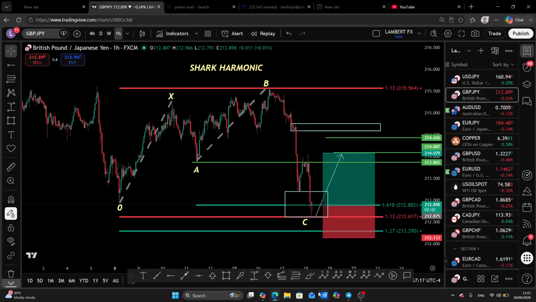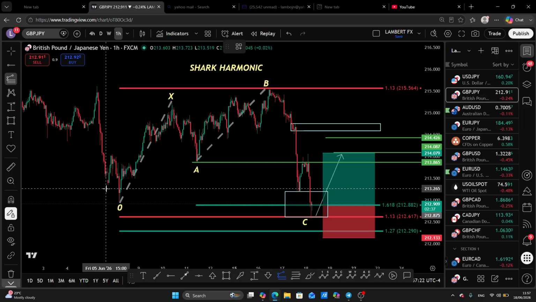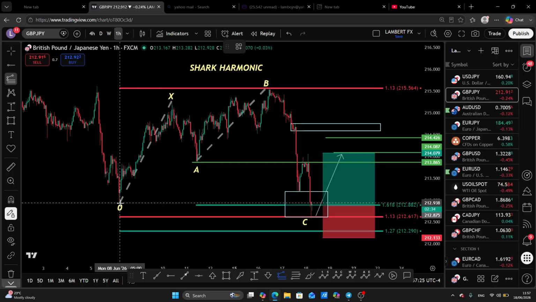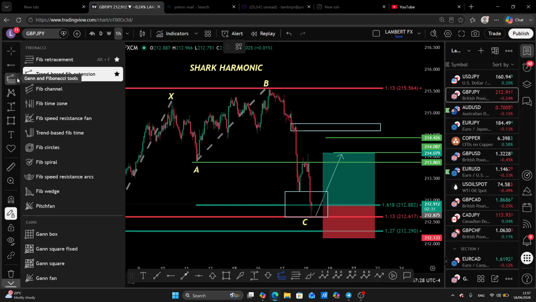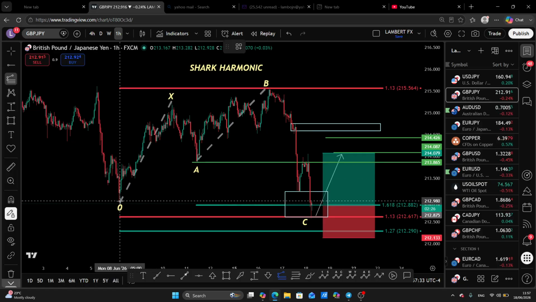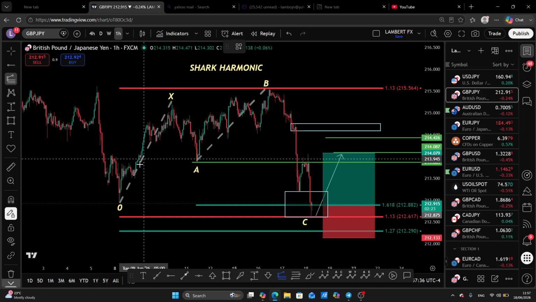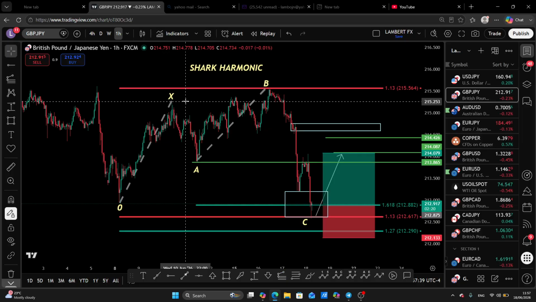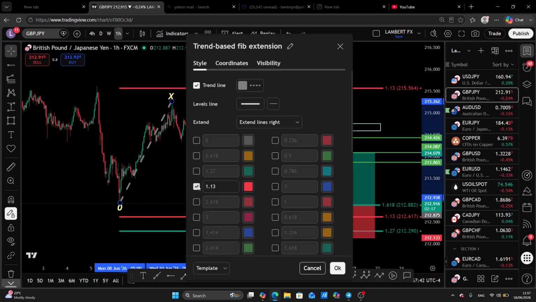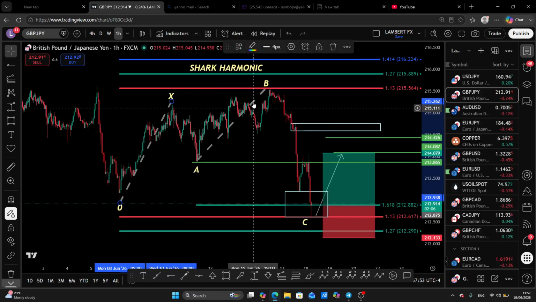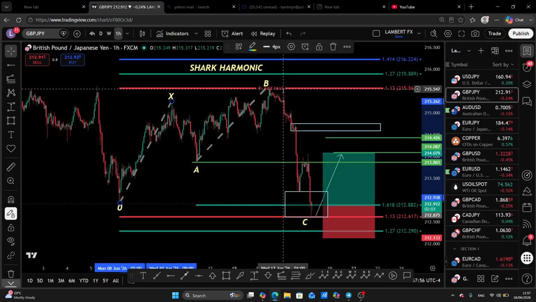So what you need is 4 fib extensions. What you need to do is use your fib extension. So you go to Fibonacci, you grab your trend-based fib extension, you measure from O to X, back to O, and the numbers that you need are 1.13, 1.27, 1.414, and 1.618. So you need to watch for a rejection of one of these fibs.